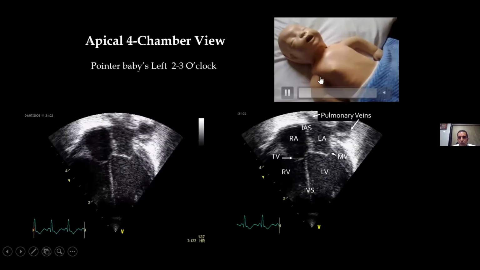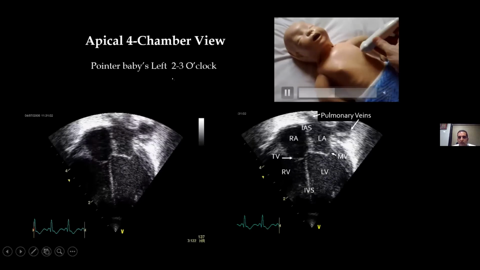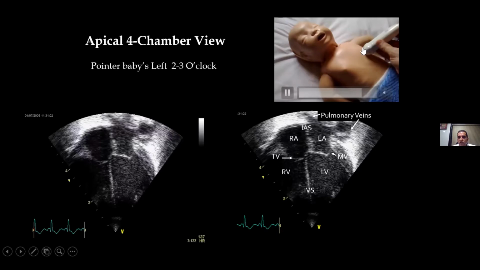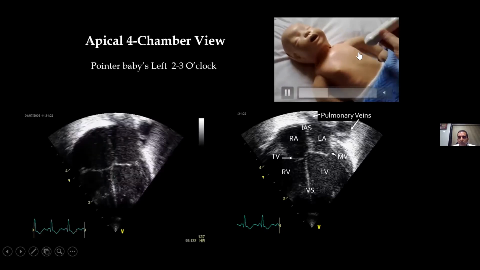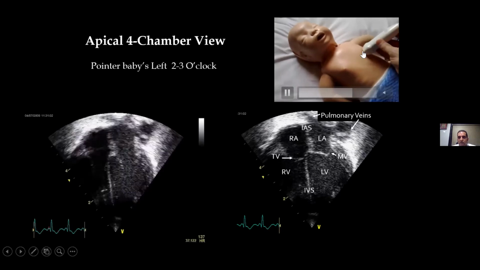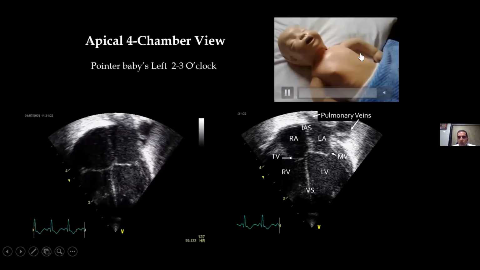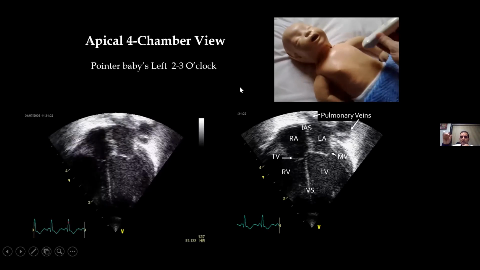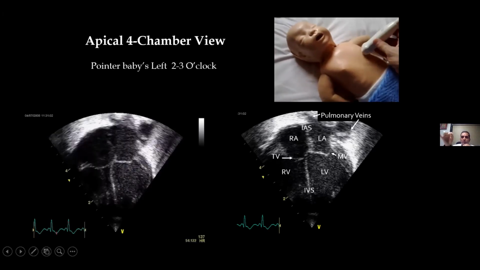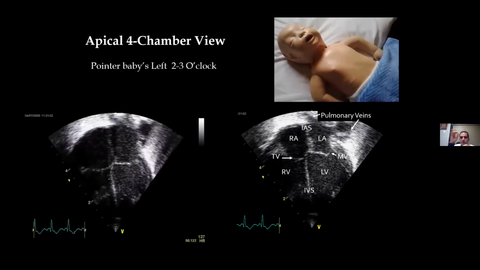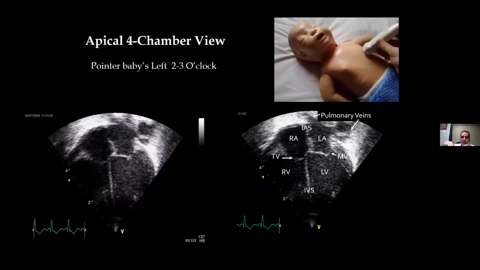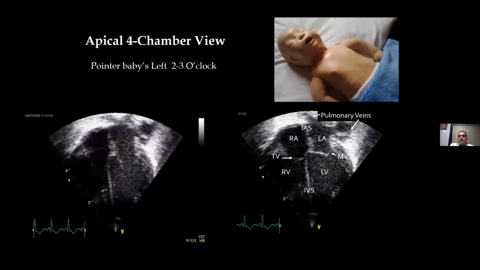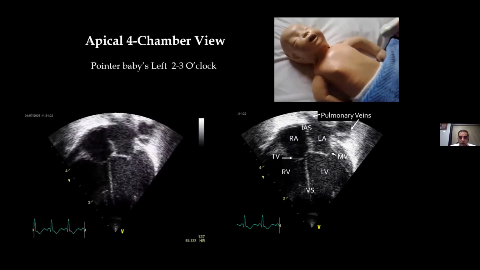Now you see this video. This pointer is pointing at the 2 to 3 o'clock position. And the probe is being kept just below the nipple. This is what we call the probe sweeping upwards. Last time I told you, sweeping upward means it is moving in the same plane of the ultrasound beam.